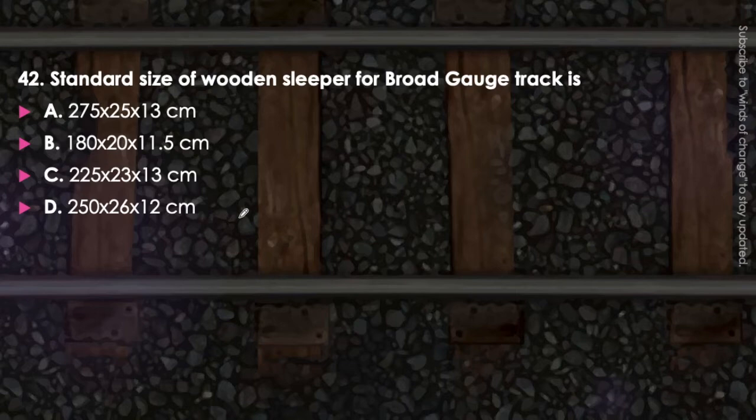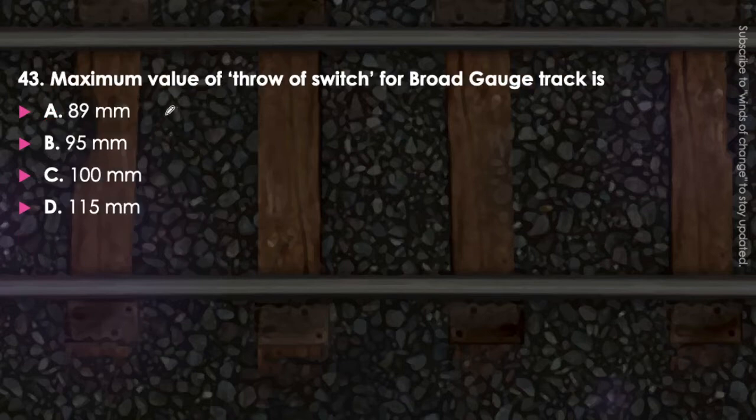Which one will be the correct one? Think about it. Option A will be the correct answer, that is 275 by 25 by 13 cm, where 275 will be the length, 25 cm will be the width, and 13 cm will be the thickness or depth. Okay, memorize it.